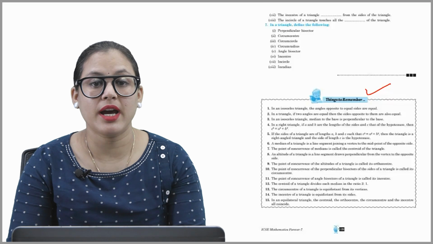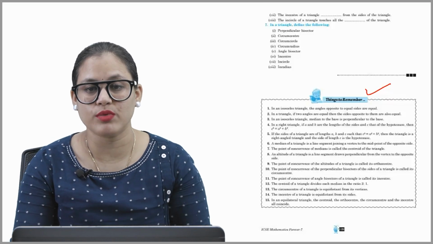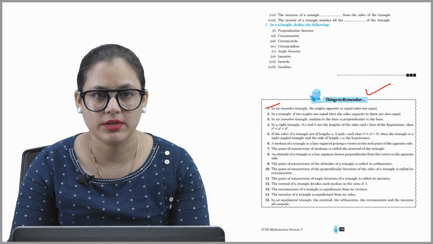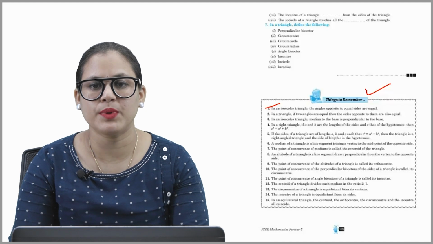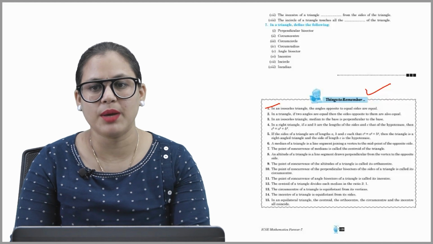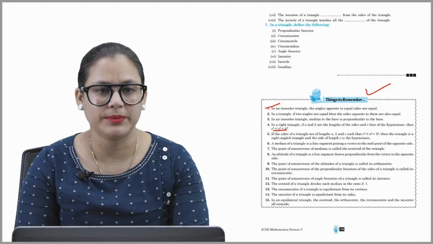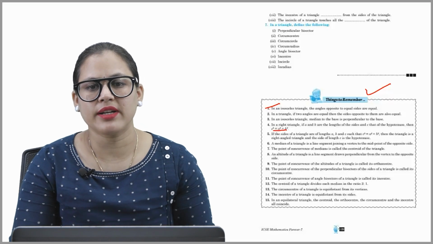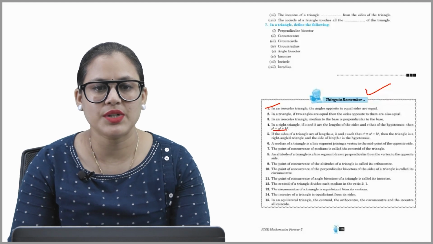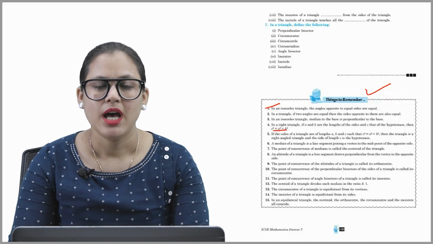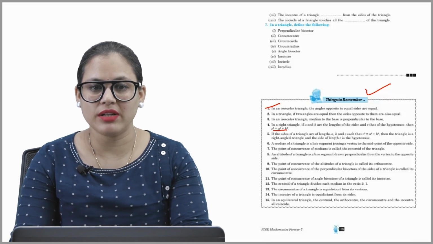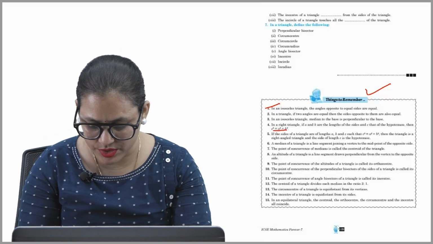Things to remember. 1, in an isosceles triangle, the angles opposite to equal sides are equal. 2, in a triangle, if two angles are equal, then the sides opposite to them are also equal. 3, in an isosceles triangle, median to the base is perpendicular to the base. 4, in a right triangle, if a and b are the lengths of the sides and c that of the hypotenuse, then c squared equals a squared plus b squared. 5, if the sides of a triangle are of lengths a, b and c such that c squared equals a squared plus b squared, then the triangle is a right angle triangle and the side of length c is the hypotenuse. 6, a median of a triangle is a line segment joining a vertex to the midpoint of the opposite side. 7, the point of concurrence of medians is called the centroid of the triangle.